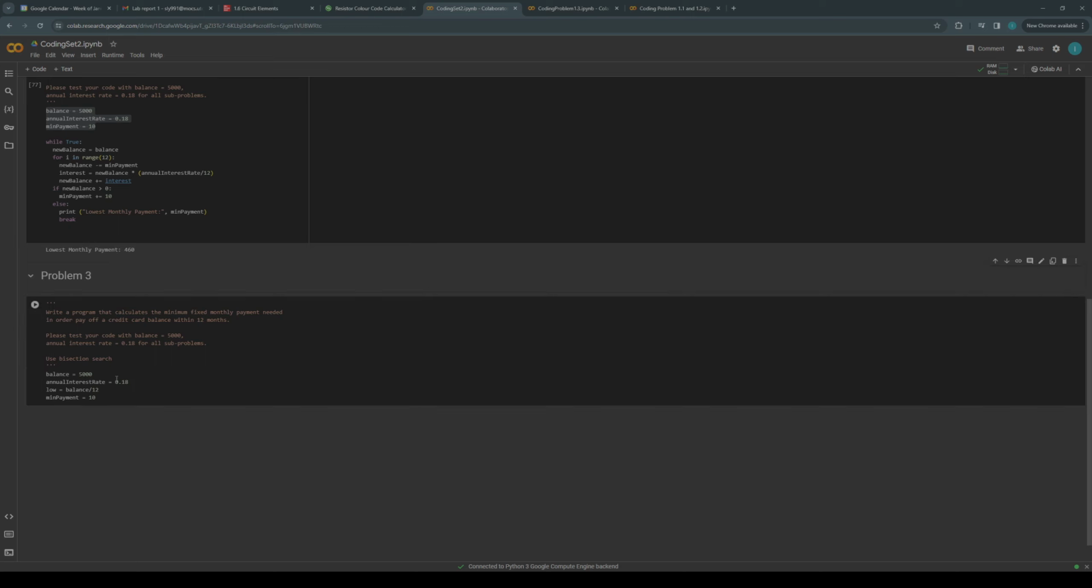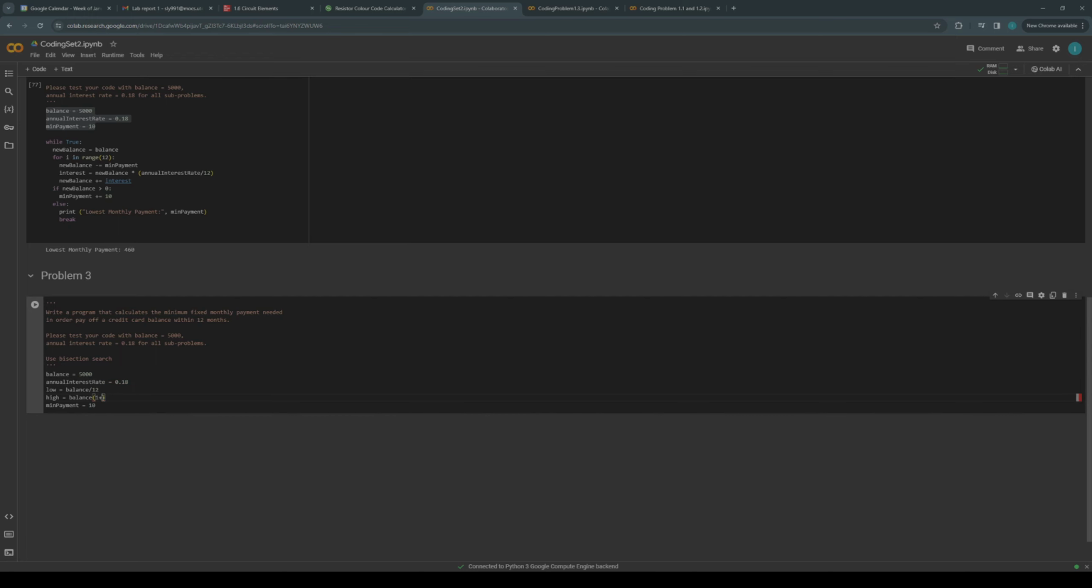And then our high is a little bit harder. Our highest is, let's say you literally do not make a singular payment on that balance until the last month, the 12th month. What that payment would be is balance times 1 plus the annual interest rate. Because you're not paying anything off, and you're waiting till the last minute.